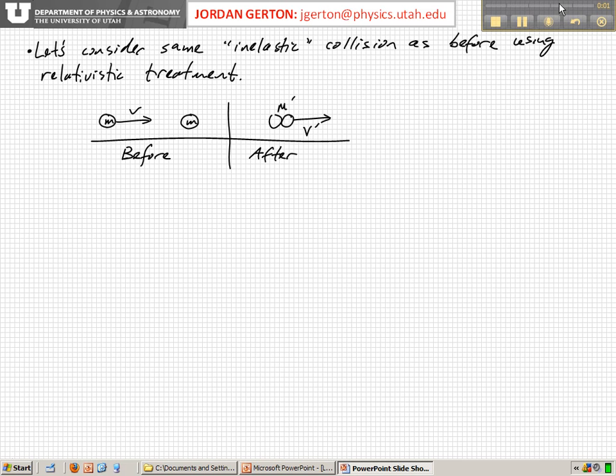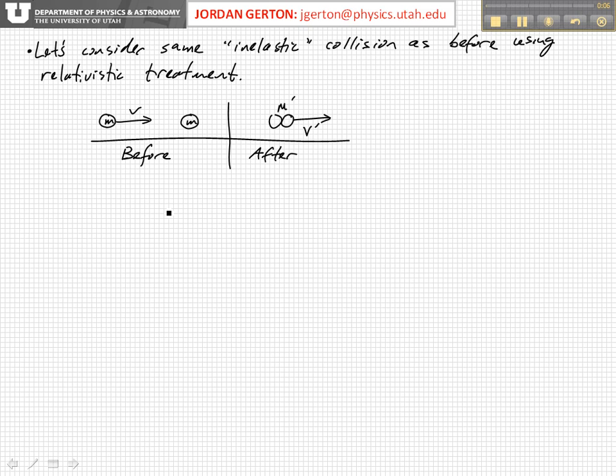Okay, so in the relativistic treatment of this inelastic collision, let's consider the same inelastic collision that we were looking at before in the non-relativistic treatment, where we have a mass going to the right with velocity v, and in this reference frame a stationary mass, and they both have mass m, and they stick together after the collision, and they have a total mass m prime, and they move to the right at v prime.